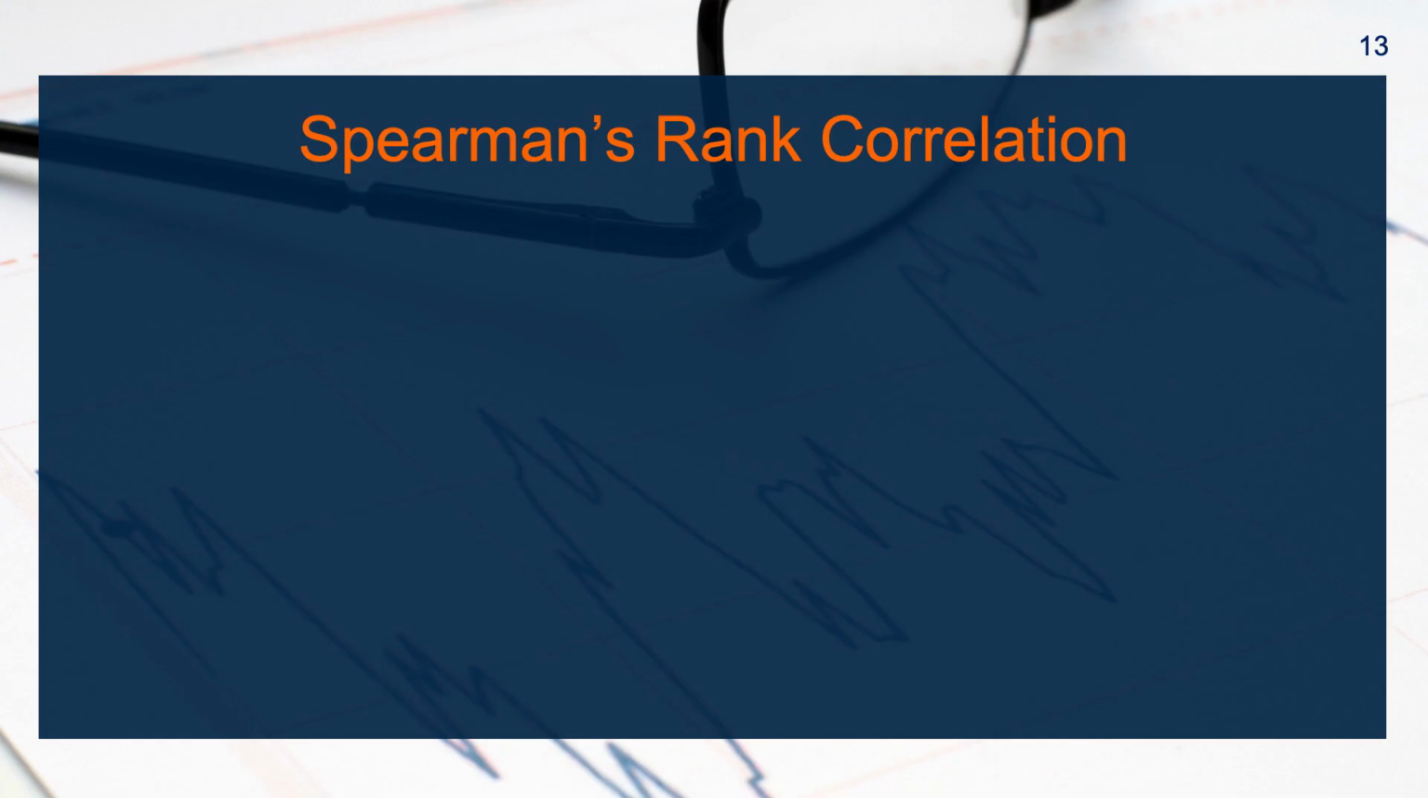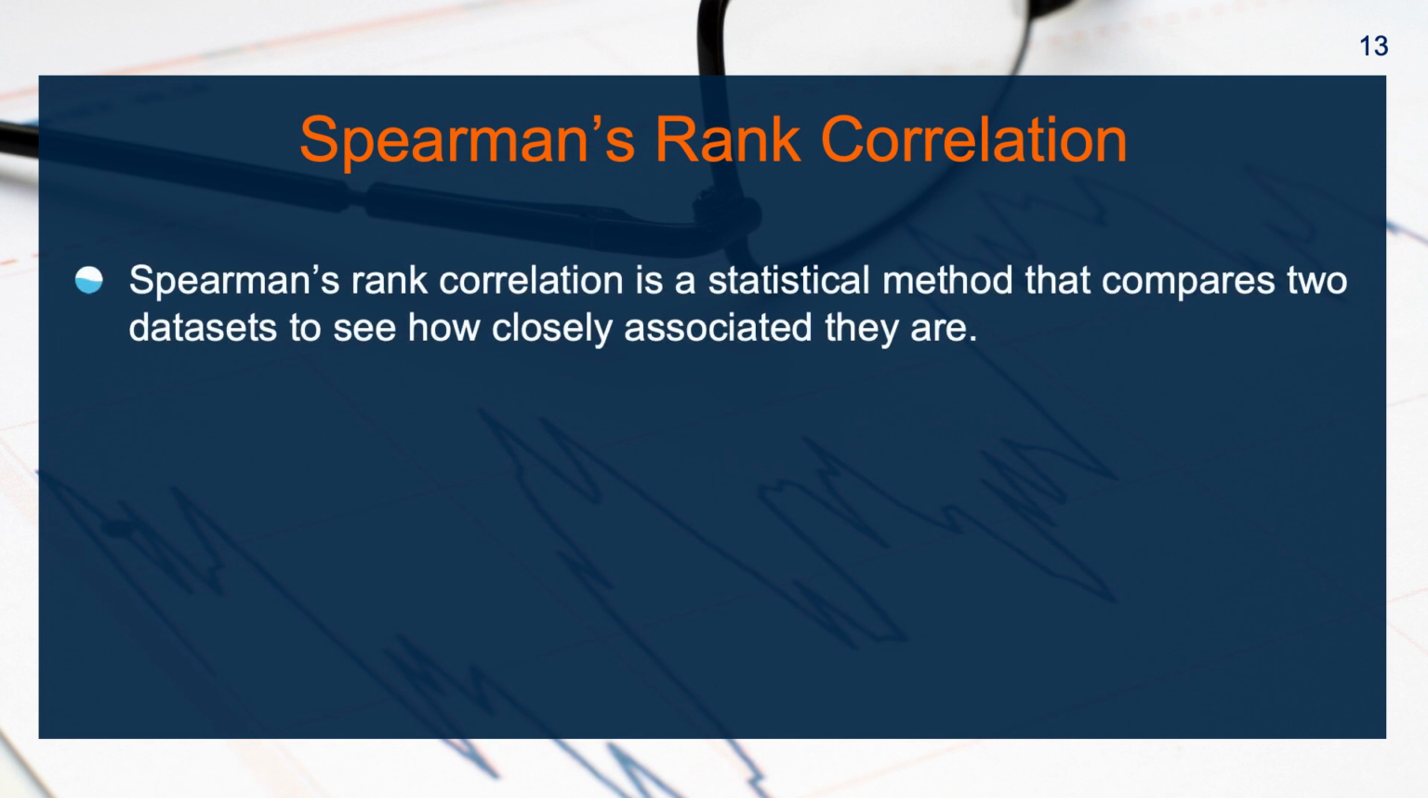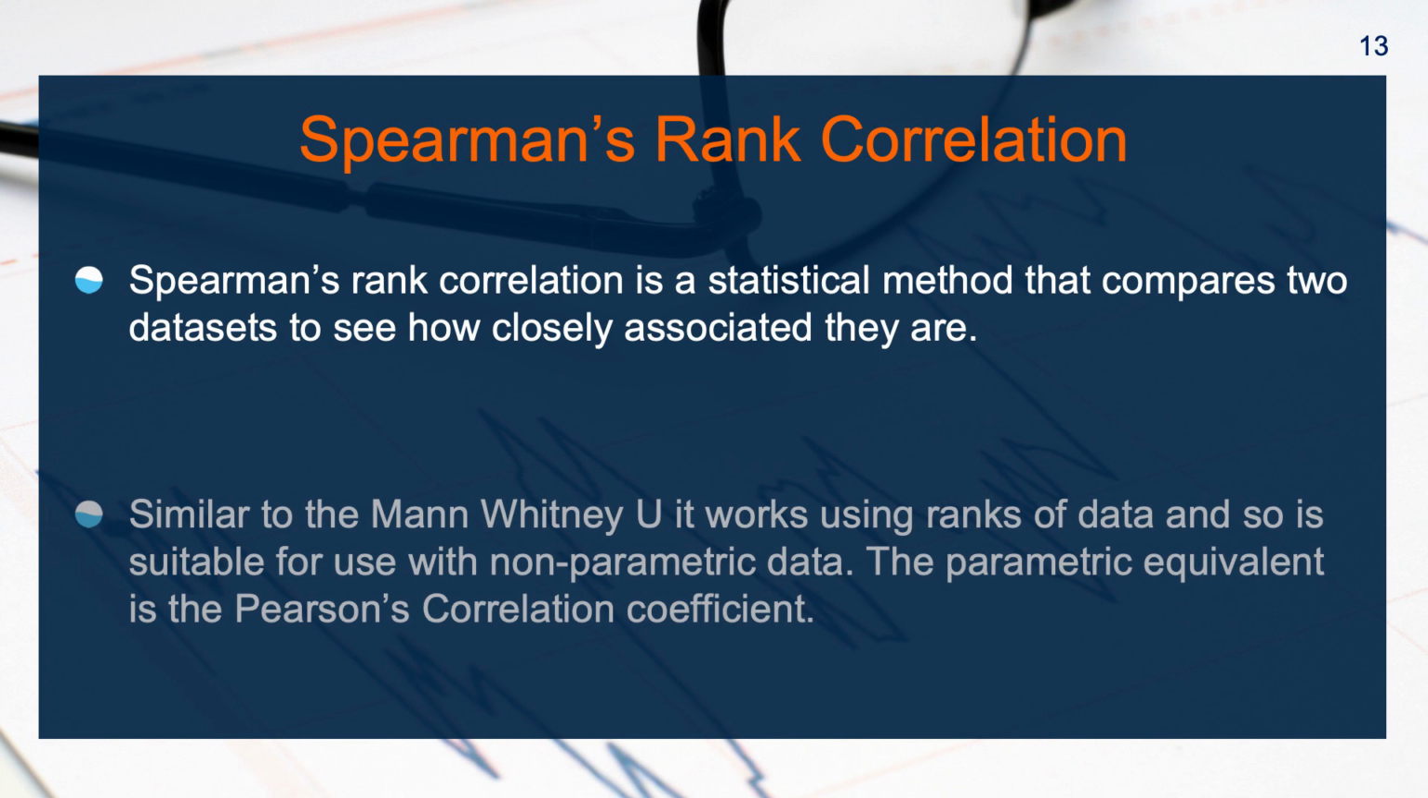So moving on from the Mann-Whitney U, let's look at Spearman's rank correlation. Exactly the same as Pearson's correlation that we looked at that works with parametric data, Spearman's rank is a method that compares data sets to look at how closely the data sets are associated. But similar to Mann-Whitney U, it works using ranks of data. So basically using the same process as we saw in Mann-Whitney to take the data and replace the actual numeric data with rank values instead.